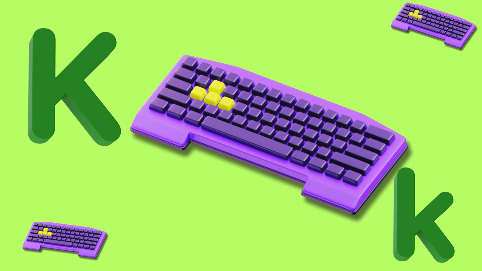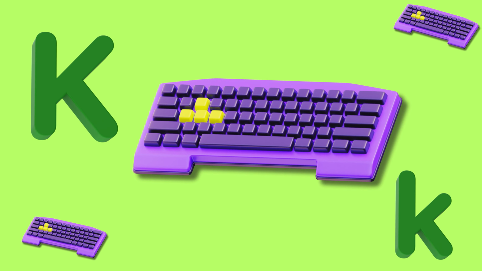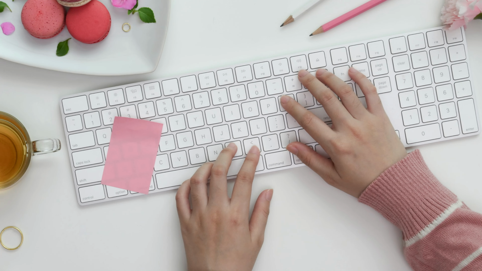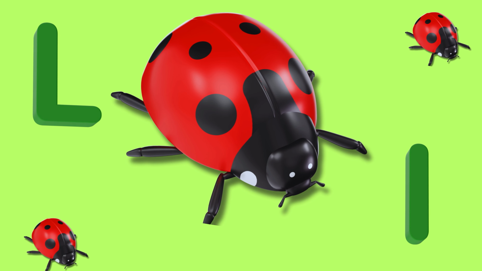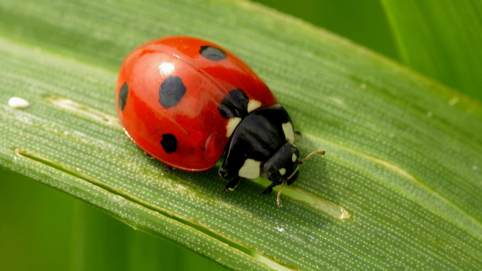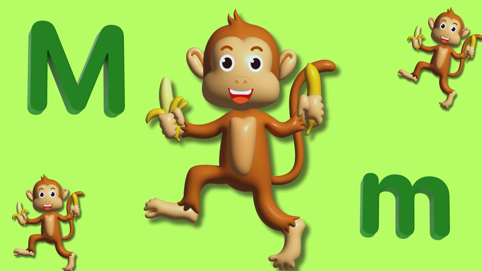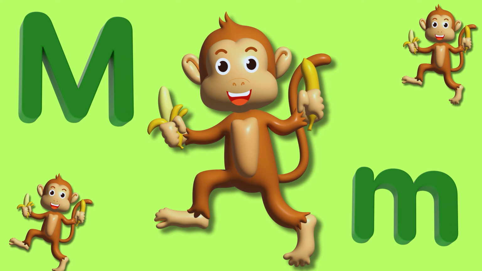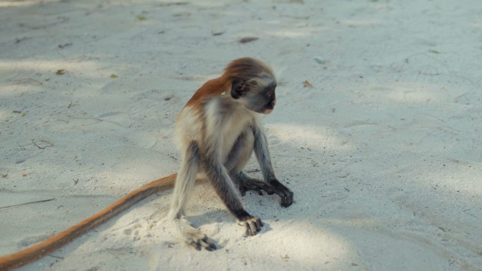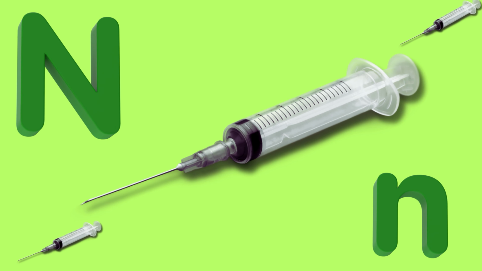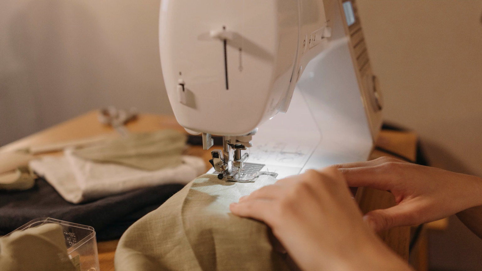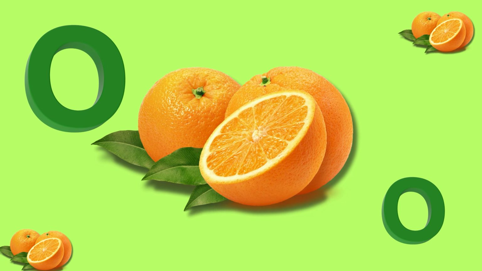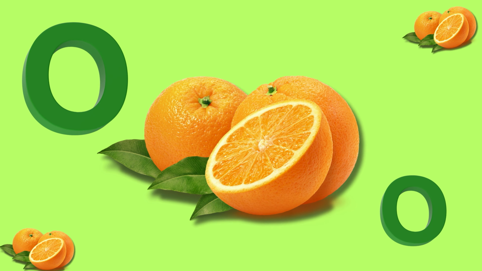K is for keyboard. K, k, k, k, keyboard. L is for ladybug. L, l, l, l, ladybug. M is for monkey. M, m, m, m, monkey. N is for needle. N, n, n, n, needle. O is for orange. O, o, o, o, orange.